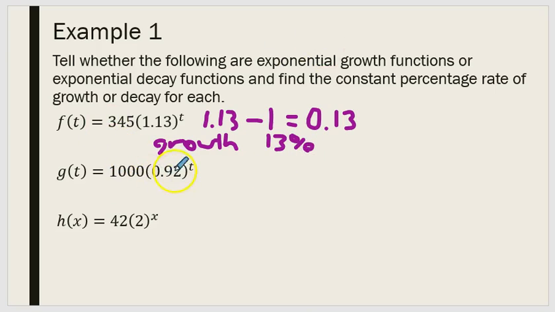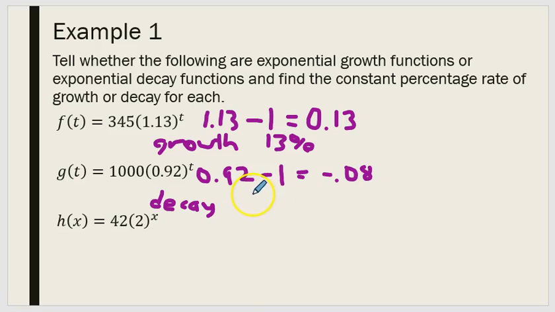Here's another example. We're going to take the base of the exponent, so 0.92. If we subtract 1, we get negative 0.08. So since this is a negative number, we're going to say that this is an exponential decay function. And then again, to get the percent, we just need to take the decimal and move it twice. So this would be a decay by 8%. Notice I'm not calling it negative 8% now. I am only using the positive number. The fact that it was negative is why I said decay, but I don't need to make this negative.